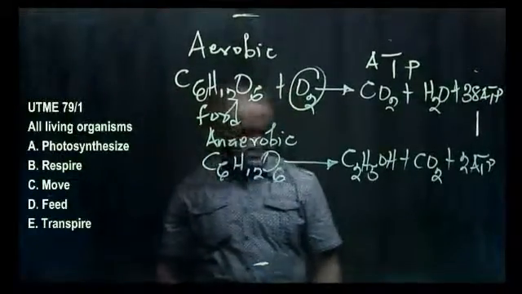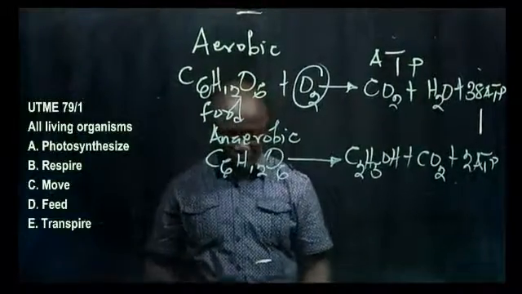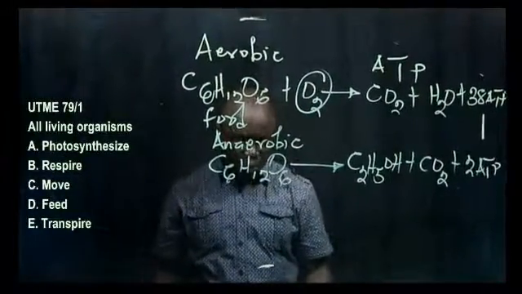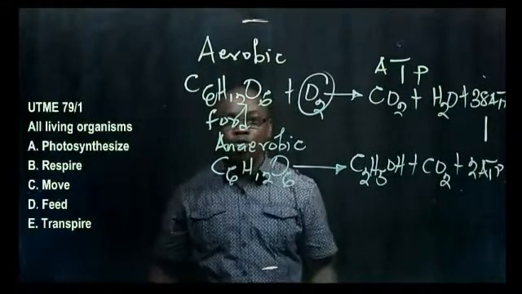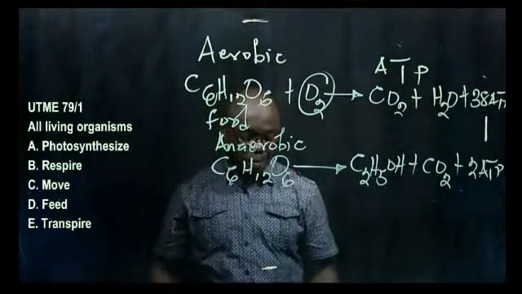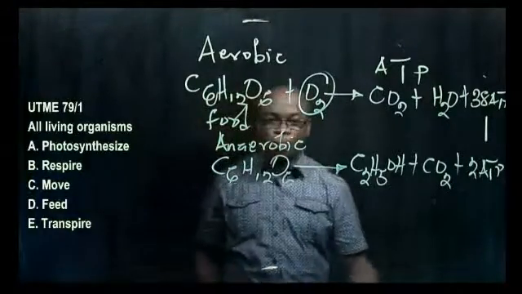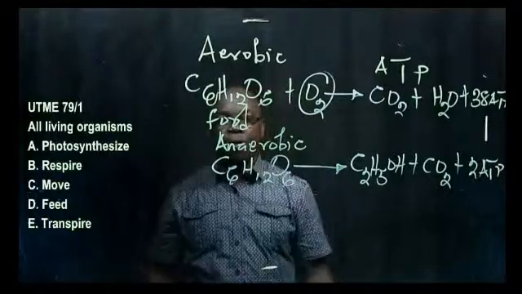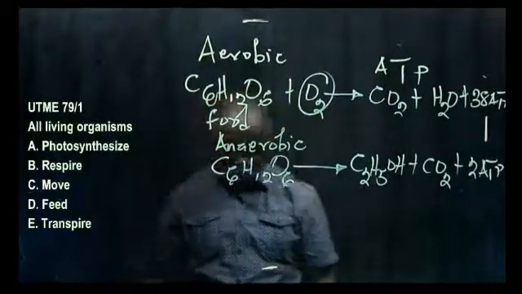Now, the other options couldn't have been the answer. For example, option A, which is photosynthesis, that's only a feature for plants. Movement, a feature for animals. Feeding, plants don't feed, they don't take in food, so that's a feature for animals. Then transpire. Transpiration means the loss of water from plants in the form of vapor. This is a feature of plants. So our answer is option B, respiration.